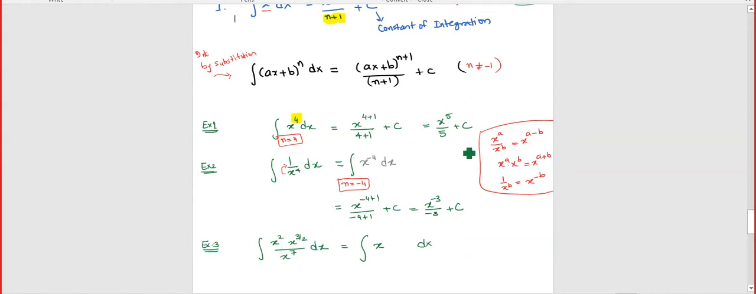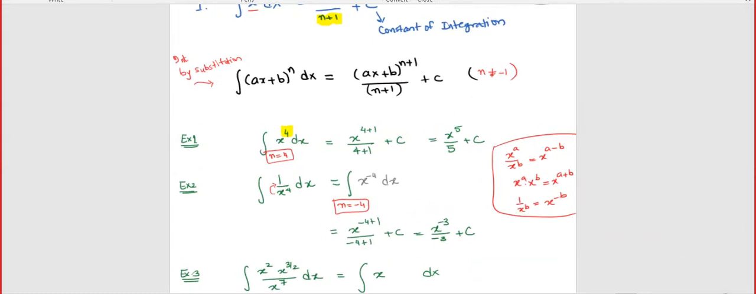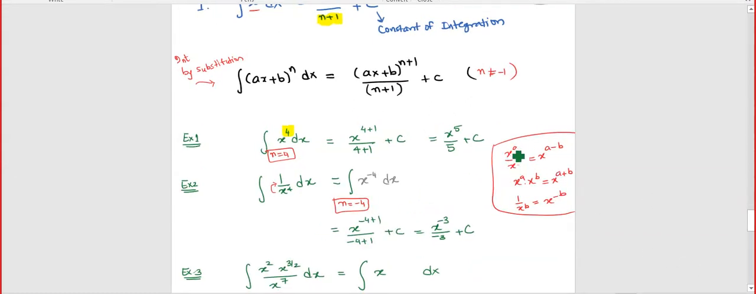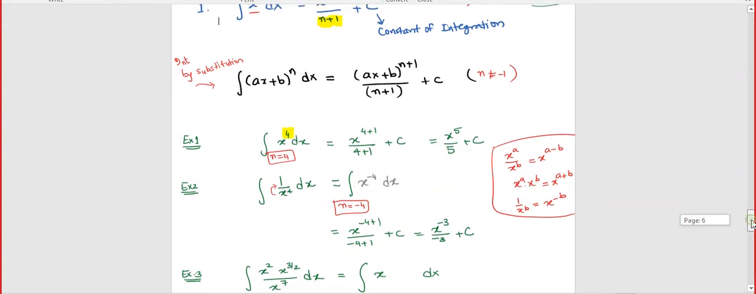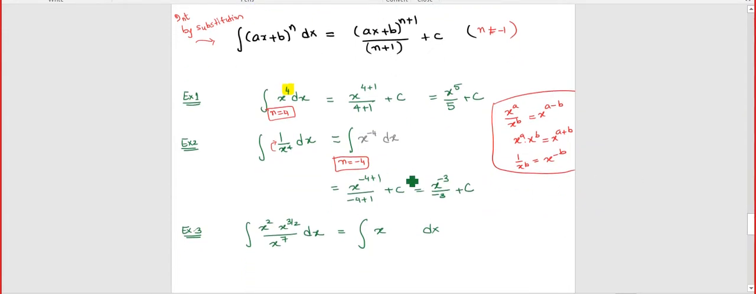To do that, you have to make use of the rules of indices. If it is division, we subtract the powers; if it is multiplication, we add the powers, provided the base is the same. So let's see what we can do with the numerator. We can write it as x power 2, this is multiplication and the base is the same, so 2 plus 3 over 2.